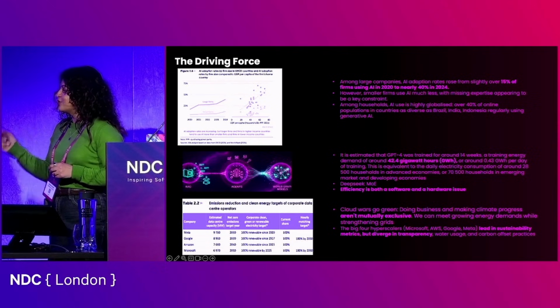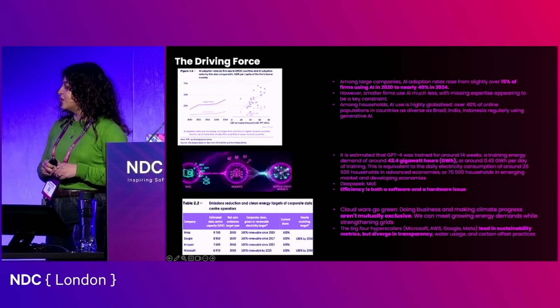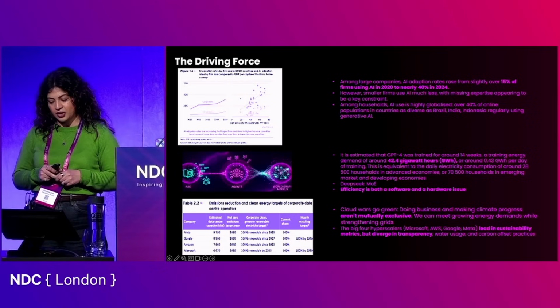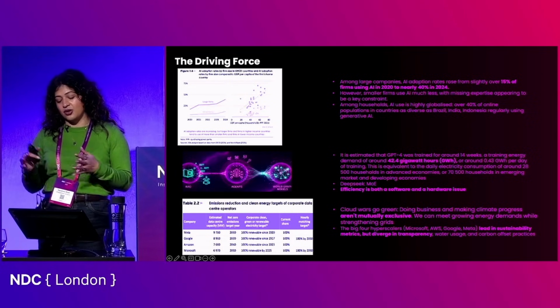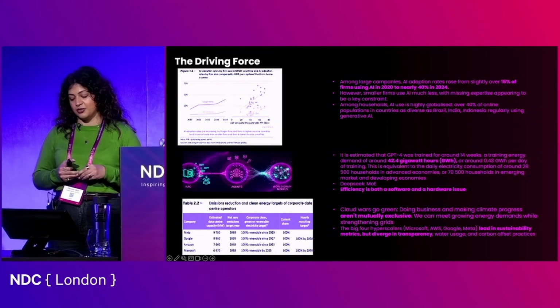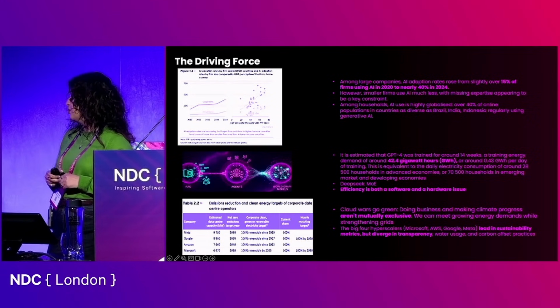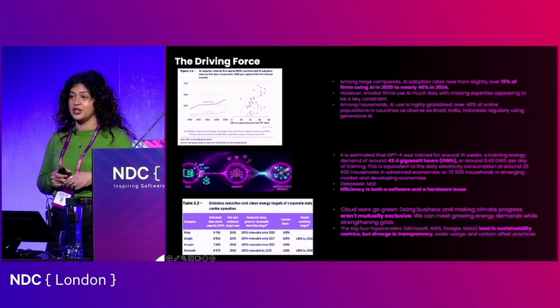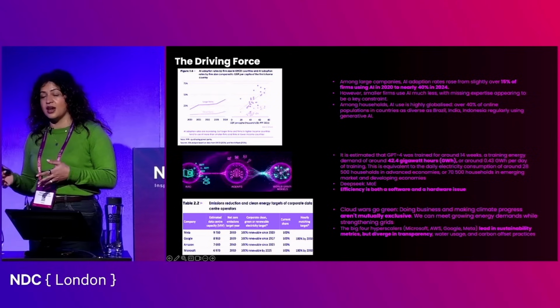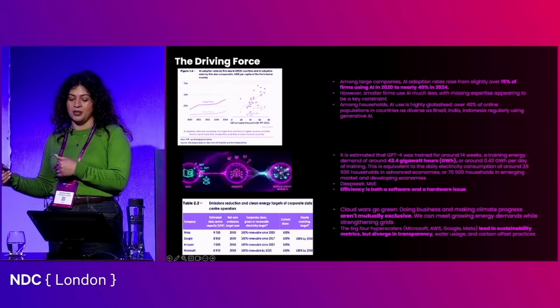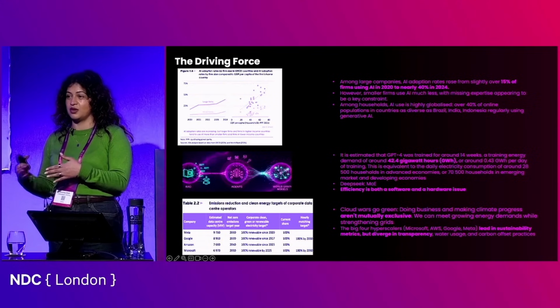So the cloud wars have definitely gone green. The big ones, Meta, Google, Amazon, Microsoft, are all 100% renewable. But whilst they're leading in sustainability from that perspective, they typically diverge in transparency of water usage and carbon offset practices. And we'll come on to that in a little bit when we actually start to think about how do we measure this, and what are the traditional tools that are currently existing there.